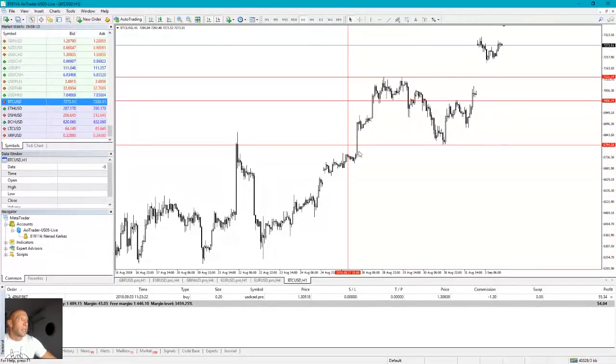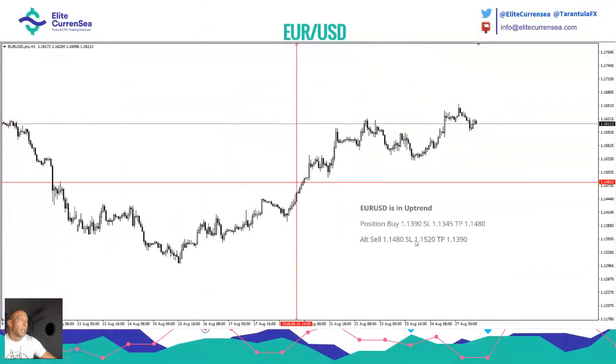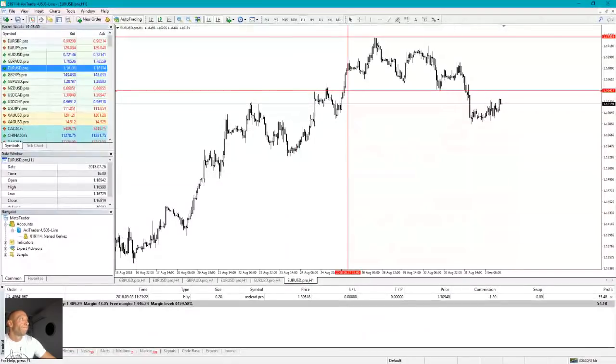Yeah, guys, let me show you quickly. Euro dollar, 27th of August. Here it is, guys. You see, basically the price, as we can see from the slide. Okay, here it is.